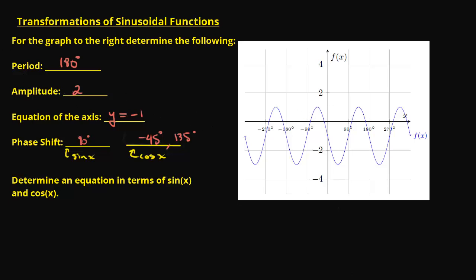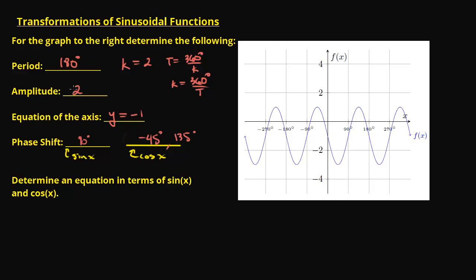Okay, so the next thing that we're asked to do is determine an equation in terms of sine of x and cosine of x. Since the period is 180 degrees, this tells us that our k value is equal to 2. Since the period is equal to 360 degrees divided by k, if you rearrange this equation, you get k is equal to 360 degrees divided by the period, which is represented by the variable t. So k is equal to 360 degrees divided by 180, which is 2. So k has to be 2.